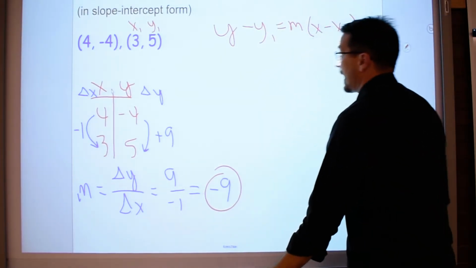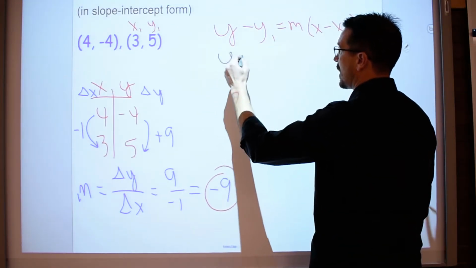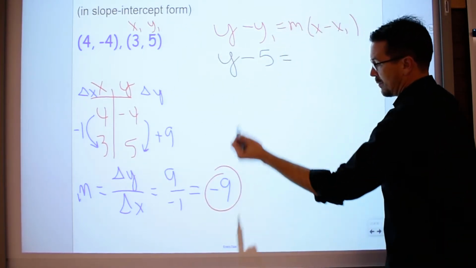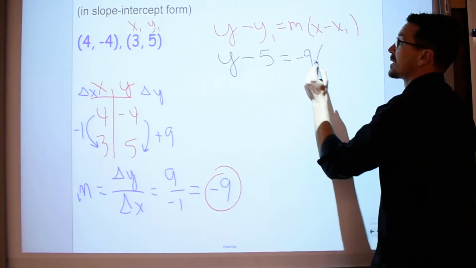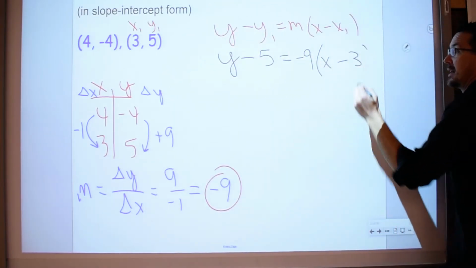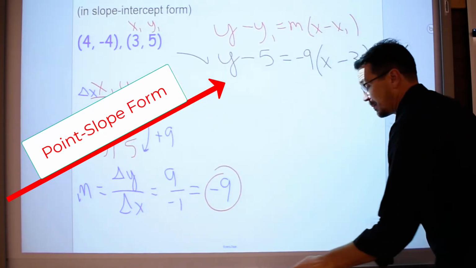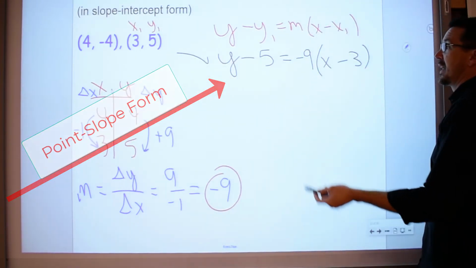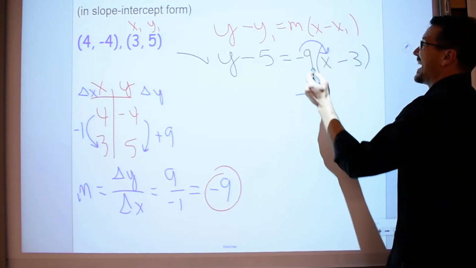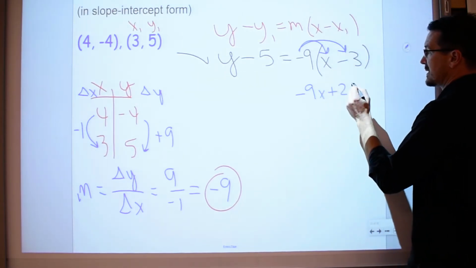And now I have to substitute my values in, which is y minus my y1, which is 5. My m was negative 9. x minus my x1, which is 3. If I just need to find point slope form, I'm done. But I need to put it in slope-intercept form, so I'm going to simplify. So negative 9 times x is negative 9x. And negative 9 times negative 3 is positive 27.